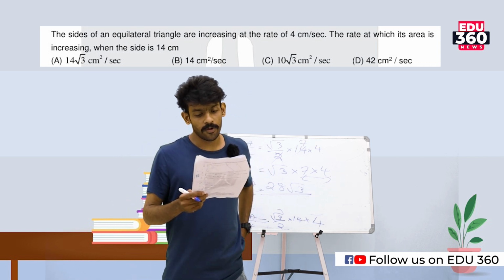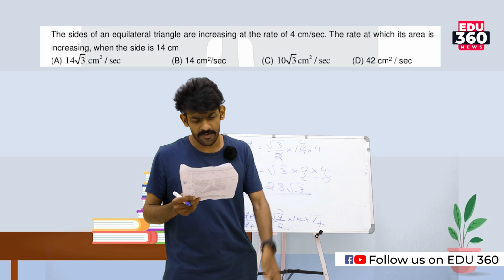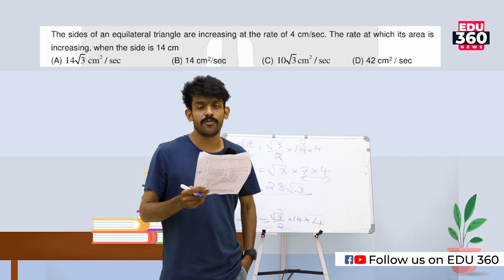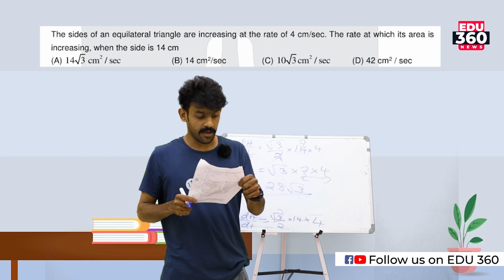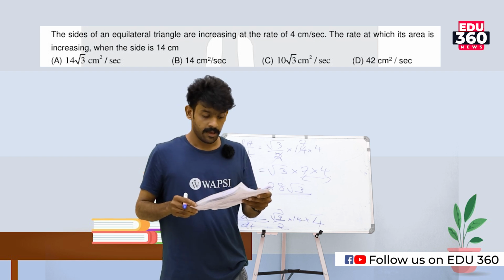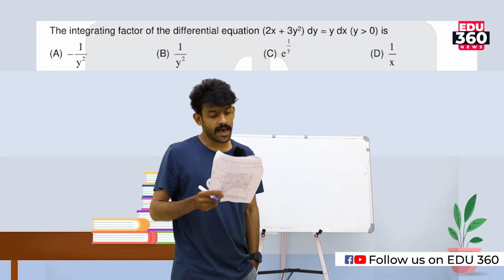For this question we can check the given options, and we can see that 28 root 3 is not there. So it's an option mistake. We can move on to another question.